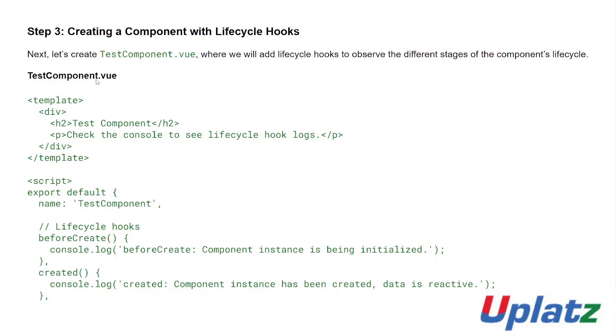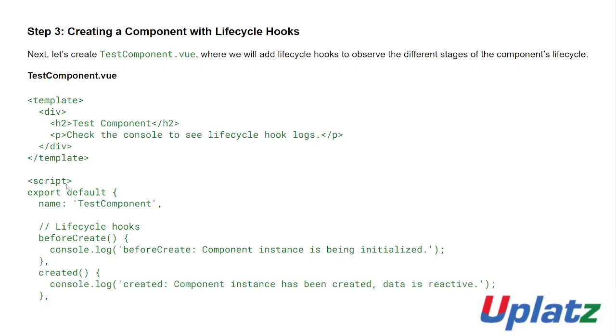Test component.vue. Template tag, then div tag, then h2, test component, then h2 is closed. Now p tag, check the console to see lifecycle hook logs. P tag is closed, div tag is closed, and finally template tag is also closed.